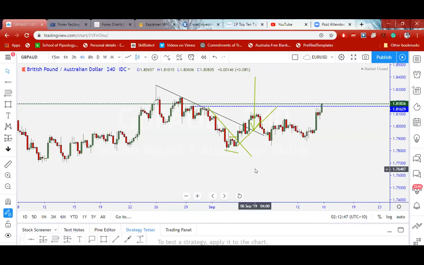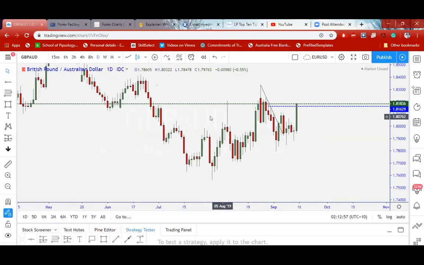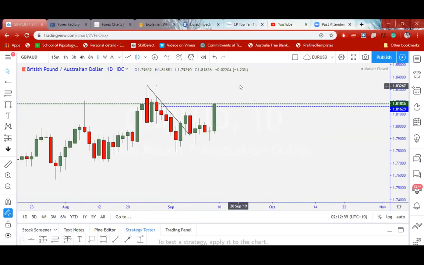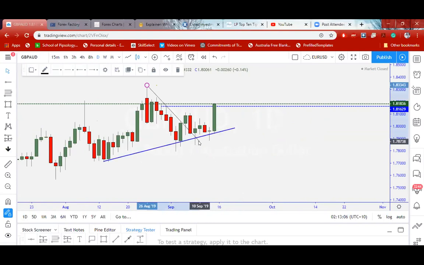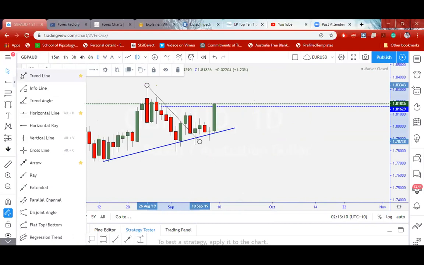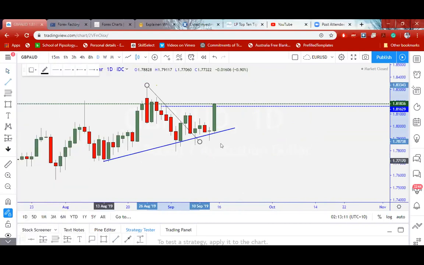Okay, let's go on the daily first, because I need to know where the 61.80 is, and where the bigger time frame trend line is this time. Let's go on the daily, please, for a sec. Okay, so you can find the trend line here, or you can start from there. And let's put the Fibo from low to high.